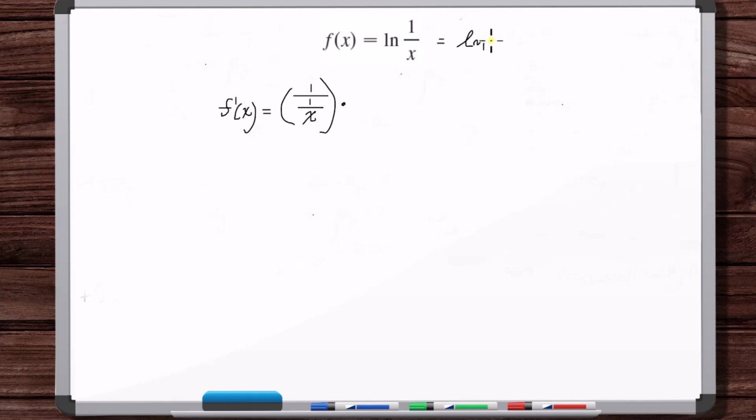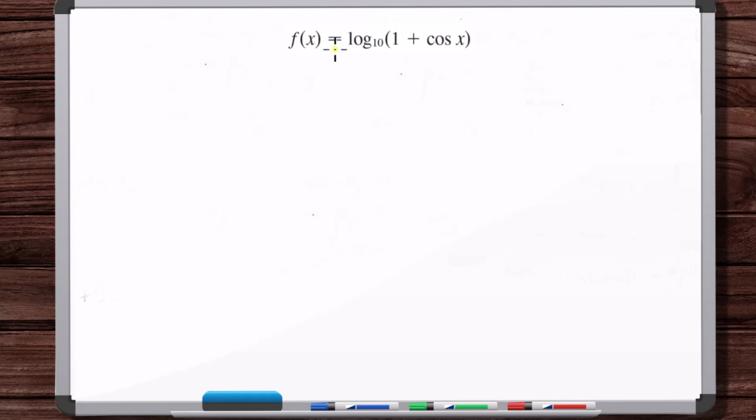What is the derivative of x to the minus 1? That's minus 1 times x to the minus 2. So that's minus 1 over x squared. So this is just x times, so we've got, so f prime of x is minus 1 over x.